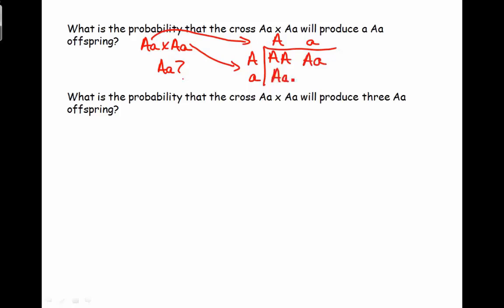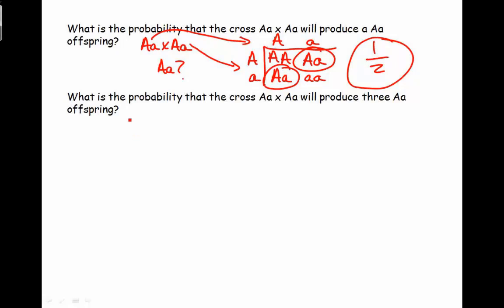After we do this, we can see that 1/2 would be expected to be heterozygous, or 2 out of 4. So 2 out of 4 reduces down to 1/2, so that would be our answer for that question. Well, what if we look at the next question? We want to know what is the probability that the cross is going to produce 3 heterozygous offspring.